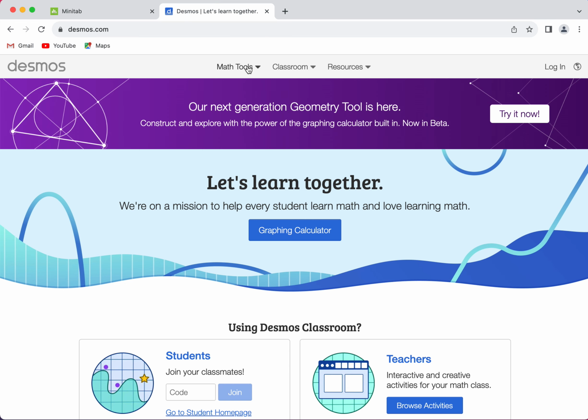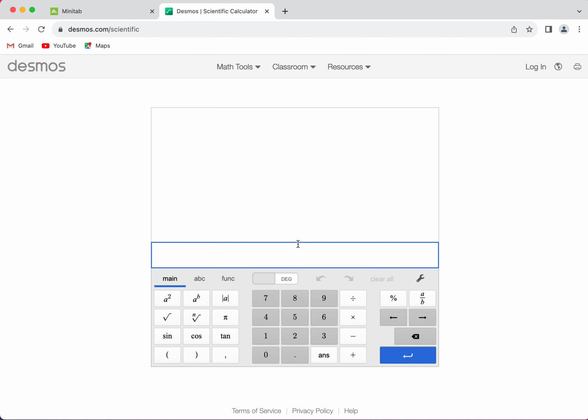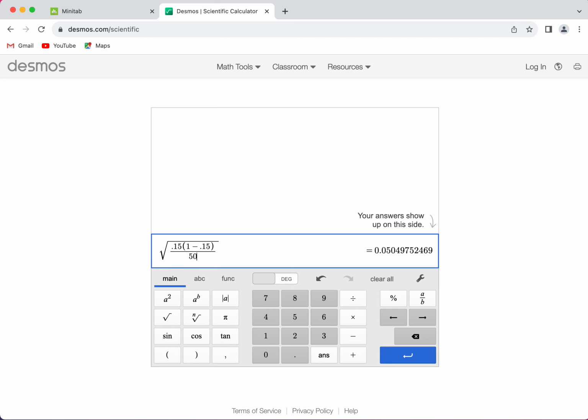So I have that here. Go to Math Tools. This is desmos.com, Math Tools and Scientific Calculator. I'm going to hit the square root button first. Then I'm going to hit the fraction button because I want the square root to be over everything in this case. And then I'm going to type this in: 0.15, parentheses, 1 minus 0.15, and then divided by 500. And I get my standard deviation here.